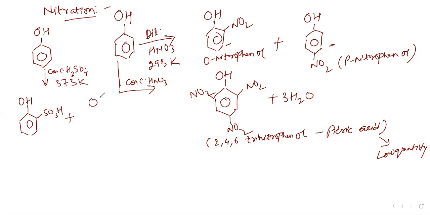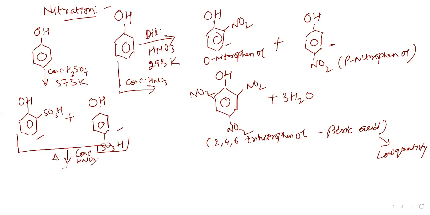SO3H. The other is your para product, SO3H. This is your para-phenol sulfonic acid, and this is your ortho-phenol sulfonic acid. Since this is an indirect method, we first got this ortho and para phenol sulfonic acid. Now we will heat it with concentrated nitric acid. On heating with concentrated nitric acid, we get picric acid in good yield.